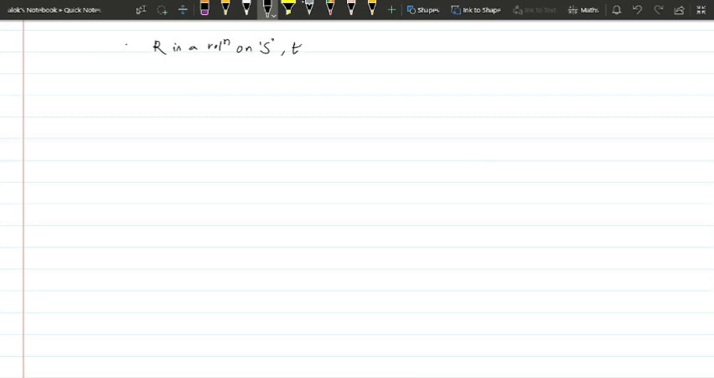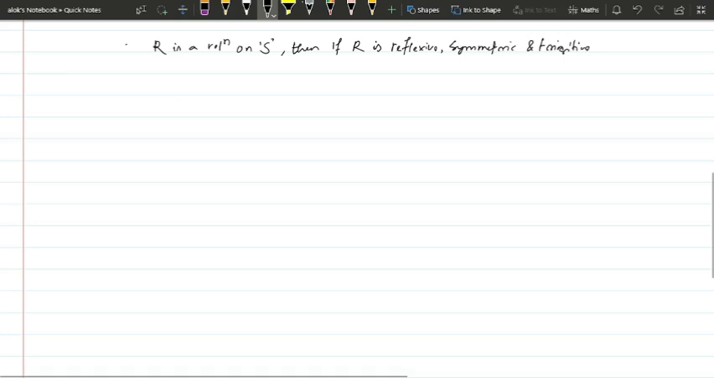Then, if R is reflexive, symmetric, and transitive, then we say R is an equivalence relation.